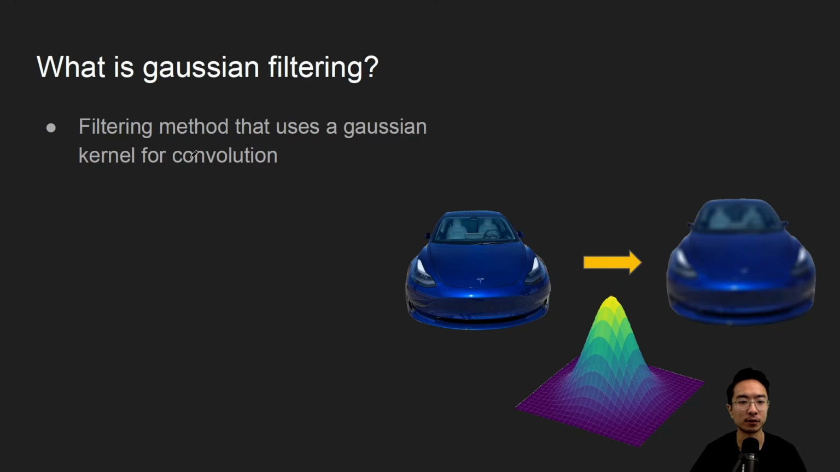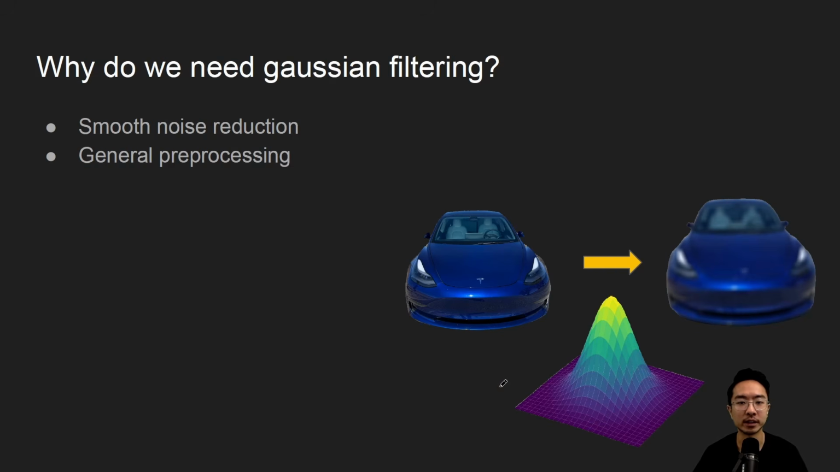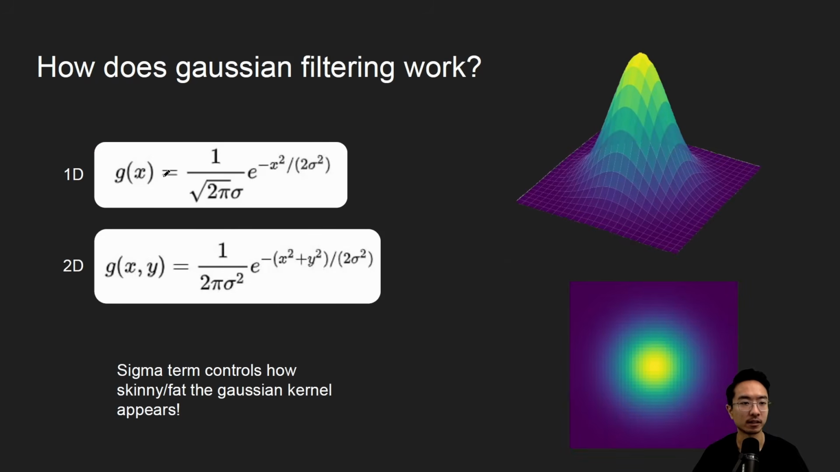So what is Gaussian filtering? It's a filtering method that uses a Gaussian kernel for convolution. So this thing right here is called a Gaussian kernel. So why do we need Gaussian filtering? It's good for smoothing noise or just noise reduction, and also for general pre-processing techniques.